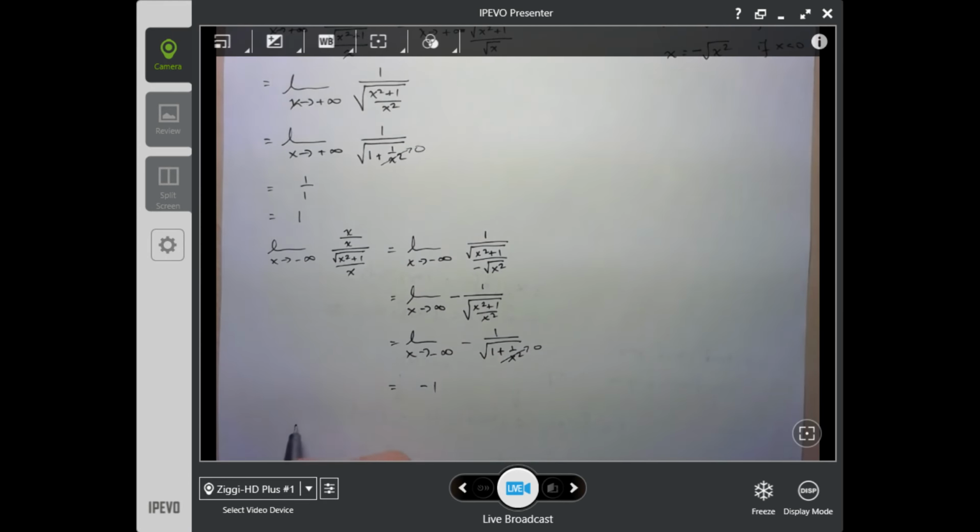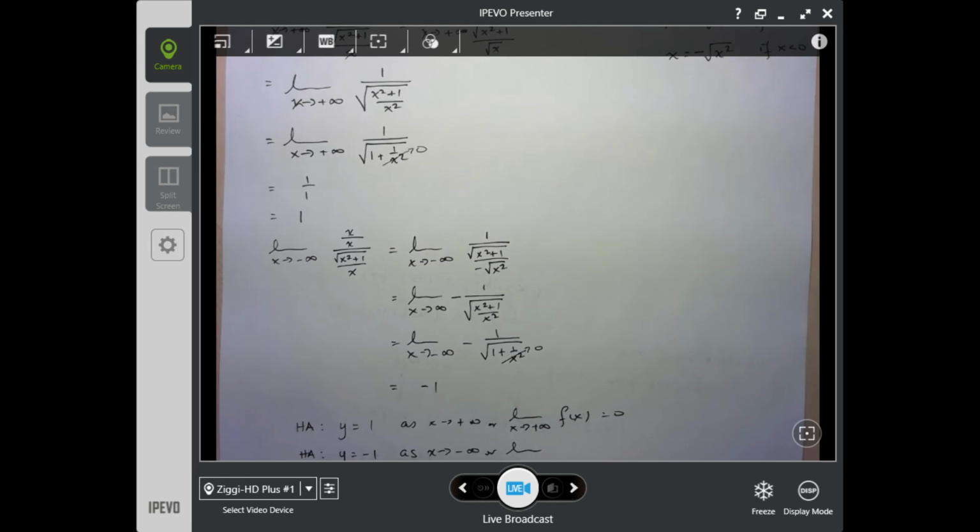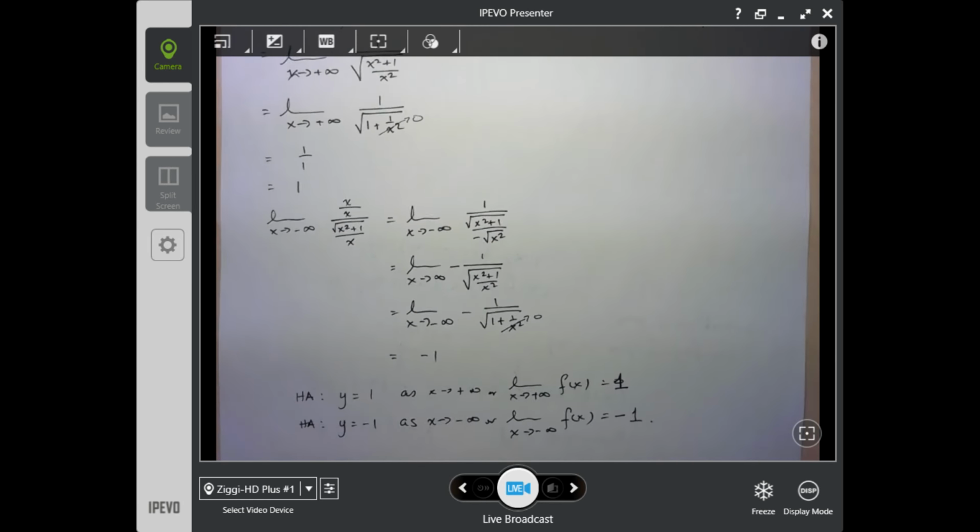We have a horizontal asymptote of y equals 1 as x approaches positive infinity. In other words, the limit as x approaches positive infinity is equal to 1, but we also have a horizontal asymptote of y equals negative 1. And this happens as x approaches negative infinity. Or a nicer way of writing this is that the limit as x approaches negative infinity of our function is equal to negative 1, where the other one was equal to 1.